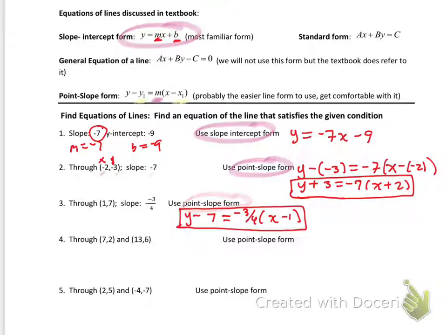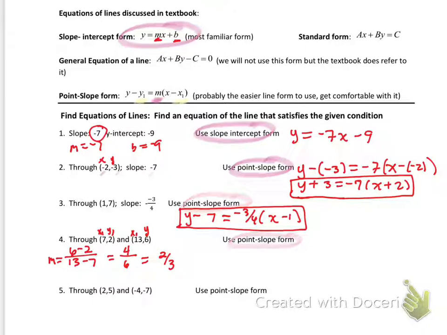In number 4, they're asking us to do point-slope form again, but they only give us the two points. So I first need to calculate the slope. The formula for slope is change in y, so that'll be 6 minus 2 on top, over change in x. Because I started with the 6 first, I'll start with the 13 minus 7. So 6 minus 2 is 4, and 13 minus 7 is 6. This can reduce, so we should reduce it to 2/3.